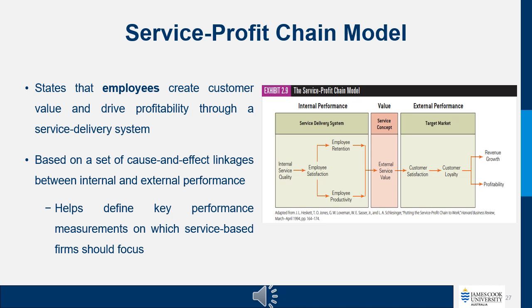So this model helps service-based firms define key performance measurements that they should focus on. It highlights the importance of measuring and improving employee satisfaction, customer satisfaction, and financial performance to ensure long-term success. By understanding the interdependencies between employee satisfaction, customer satisfaction, and profitability, organizations can develop a strategy to enhance employee engagement, improve service quality, and build strong customer relationships.